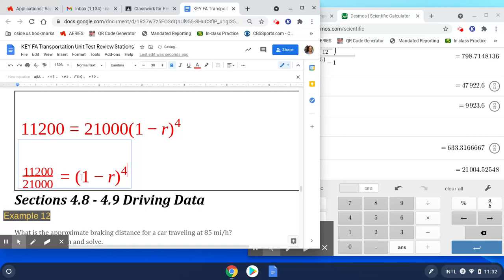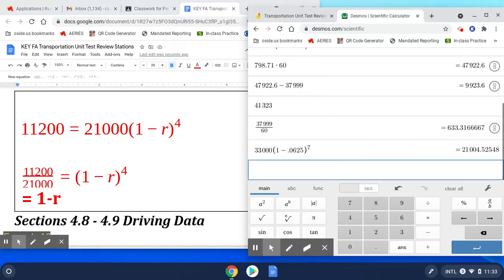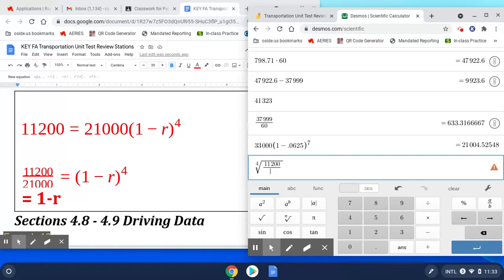All right, then we have to fourth root both sides of this. So we're going to take the fourth root of the left-hand side, and that's going to leave us 1 minus r on the right. So let's go take the fourth root of that fraction. See this little thing down here, nth root? You're going to tell it the fourth root of 11,200 divided by 21,000. And that's a 0.85 right over here. See it?